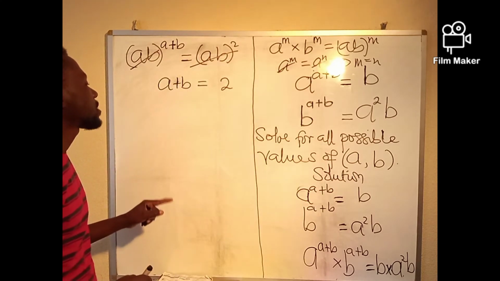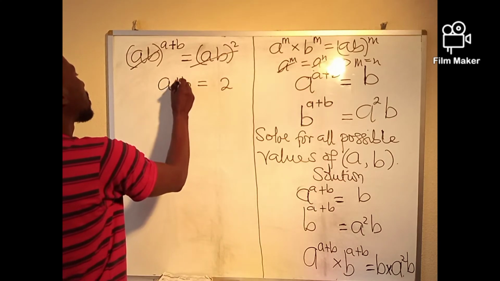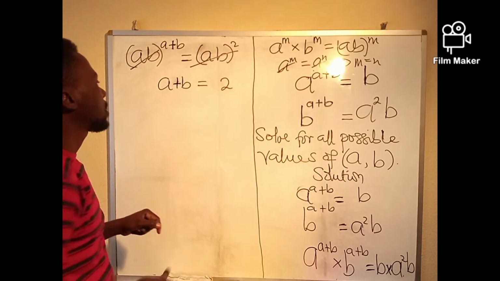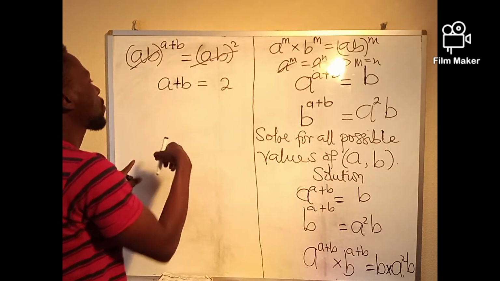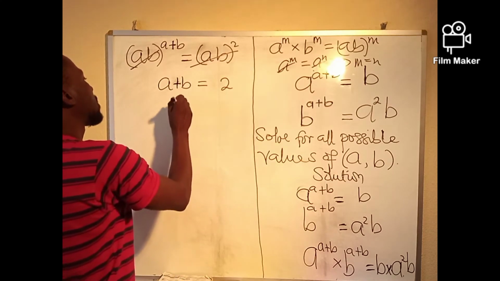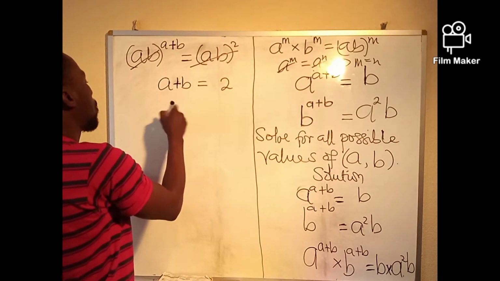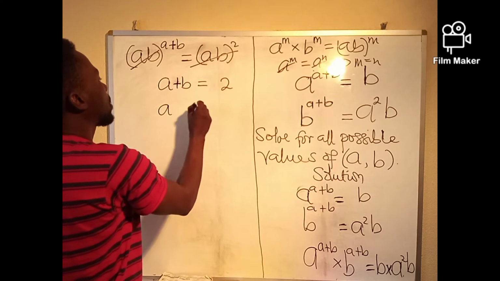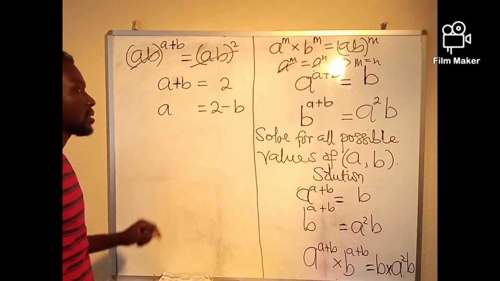Now from here, we can see that if a plus b is equal to 2, then we can find b, or we can find a. We can say that a is equal to 2 minus b. So that is a.